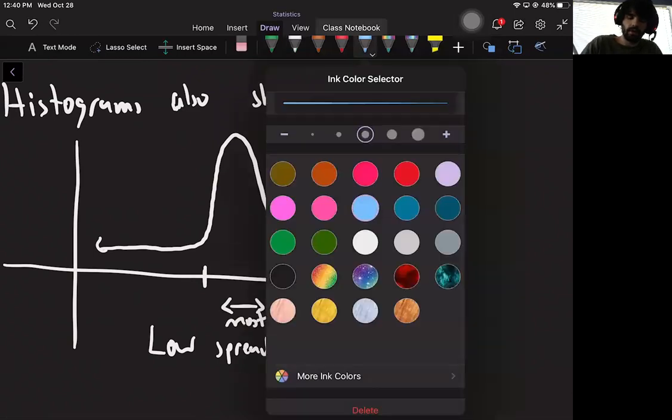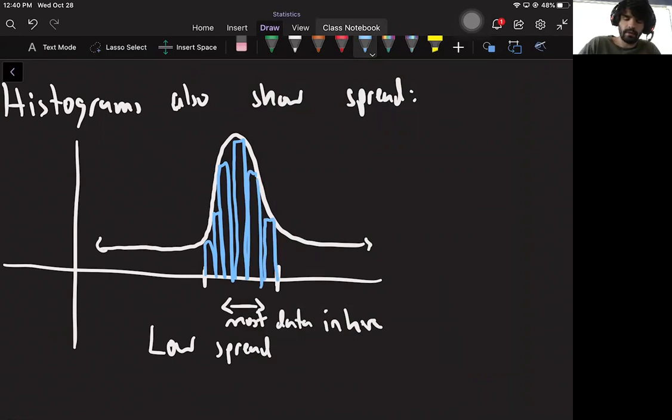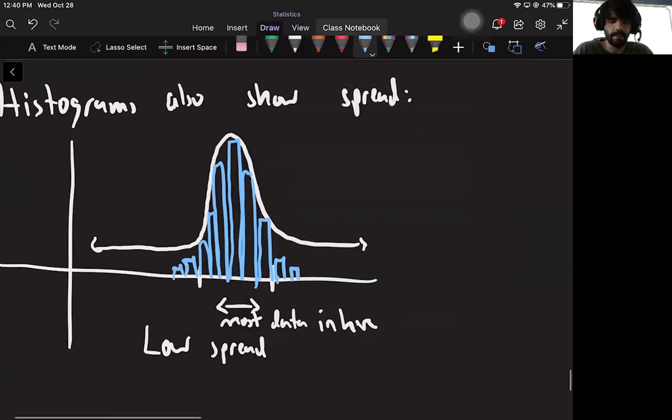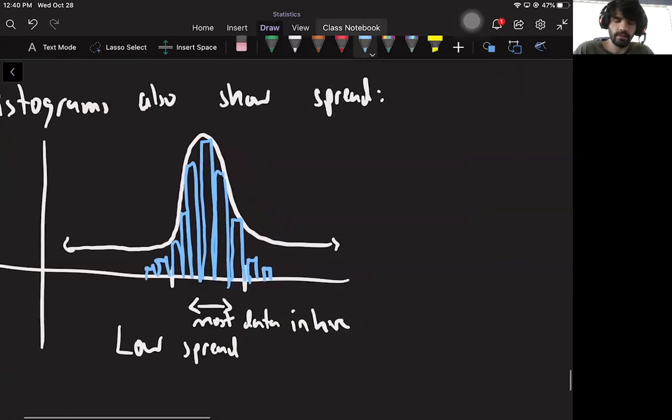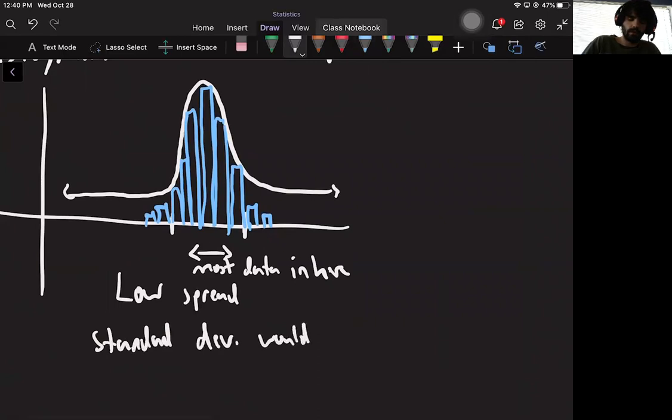So your histogram might look something like this. You just have tons of data all stuck together. So your histogram would be very squished up. You could still have other things going out a little bit, but still very squished together, very low spread. So here the standard deviation would be a very low number. It would be small.